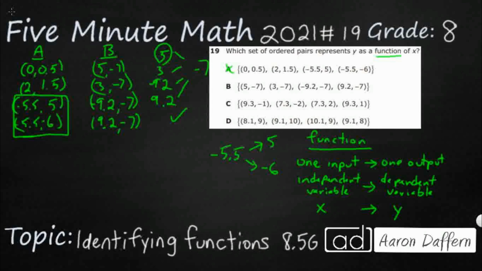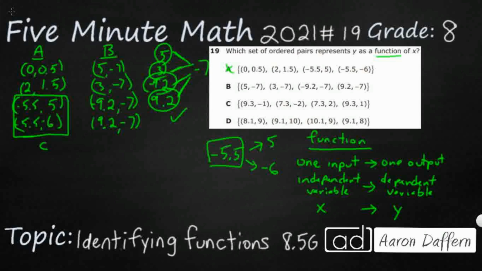A 5 leads to its own y. A 3 leads to its own y. A negative 9.2 and a positive 9.2, they each lead to their own y, negative 7. What you can't have is this right here: an x, like negative 5.5, going to 2 separate y's. Each x needs to lead to one y. It doesn't have to be a different y, but just one y.